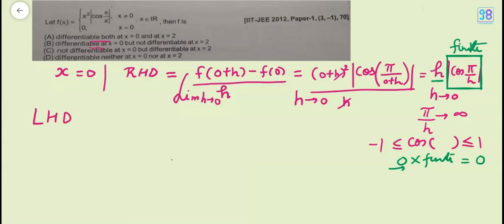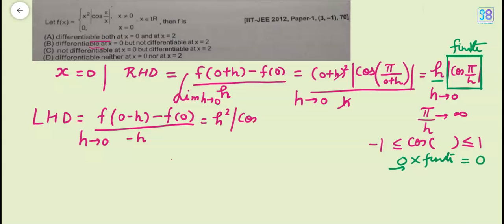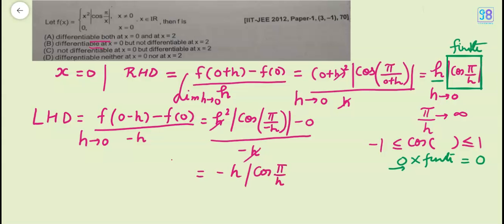In a similar way, we can write down an expression for the left hand derivative. This will be equal to f of 0 minus h minus f of 0 over minus h, and h is tending to 0. So this will look like h squared times mod cos pi over minus h, minus 0, over minus h. So this h and this h should cancel out. Eventually we'll get minus h times mod of cos pi over h. Here we have used the fact that cos of minus theta is the same as cos of theta.